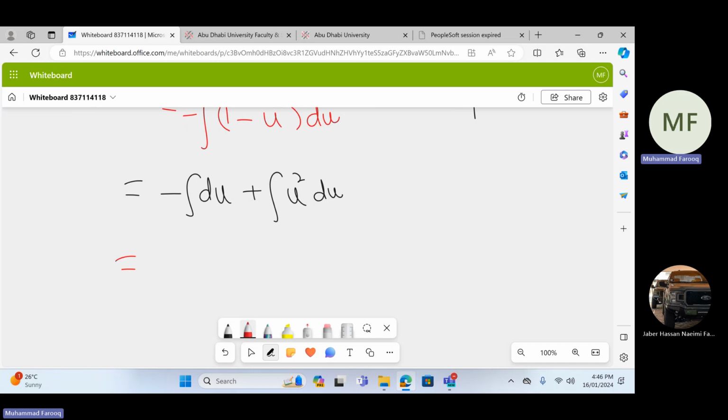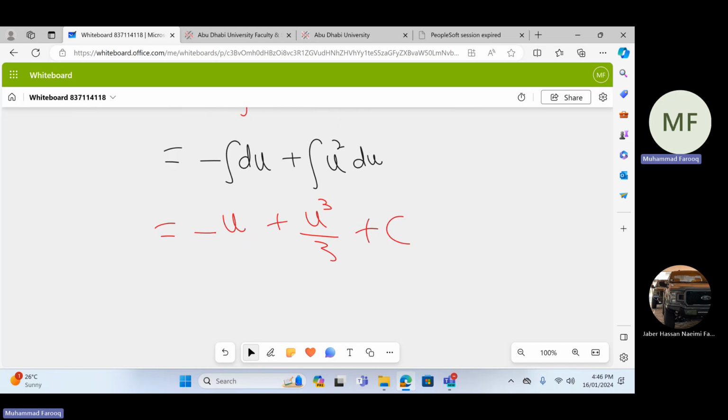Now, what is the integration of du? Minus sign, don't forget: negative u. It is u squared integration, so u cubed over 3, and plus c. Use the power rule of integration: add 1 to the power.